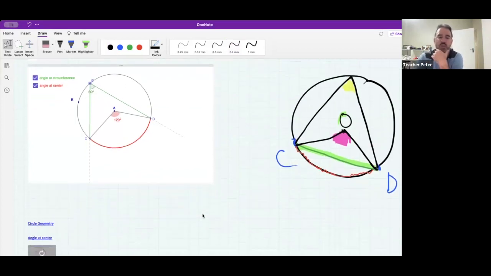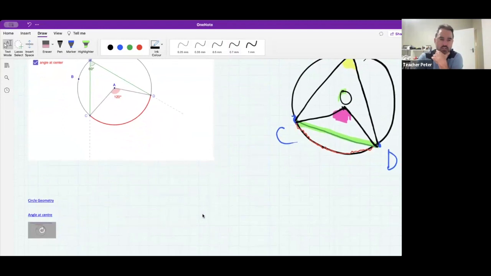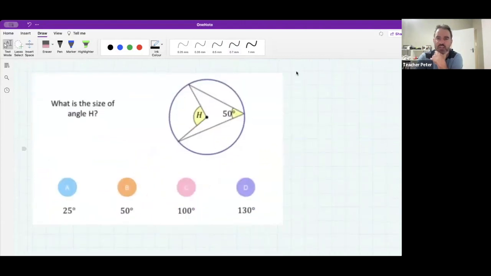Okay, let's see how a question might look that uses this idea. So you can tell me, what is the size of angle H using the idea? Oh, thank you, Tsepang. You also got that one right. What is the size of angle H using the ideas that we have learned about so far today?